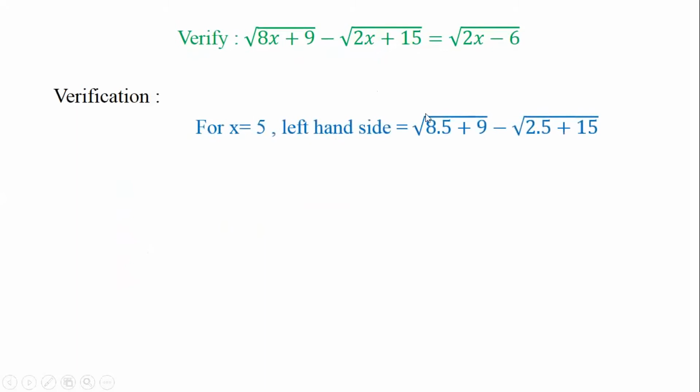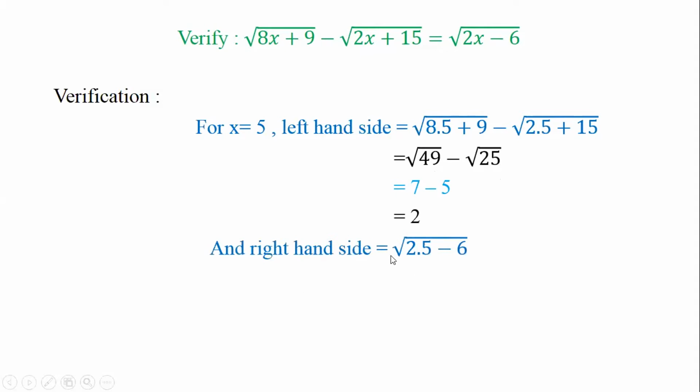For x equal to 5, left hand side: root over 8 into 5 plus 9, minus root over 2 into 5 plus 15. Because 8 into 5 means 40, 40 plus 9 equal to 49; 2 into 5 means 10, 10 plus 15 equal to 25. Square root of 49 equal to 7, square root of 25 equal to 5, 7 minus 5 equal to 2. And right hand side, for x equal to 5, we get root over 2 into 5 minus 6. Here 2 into 5 means 10, 10 minus 6 equal to 4, root over 4 equal to 2. Here we see that for x equal to 5, the value of left hand side and right hand side is the same. So our required solution is x equal to 5.